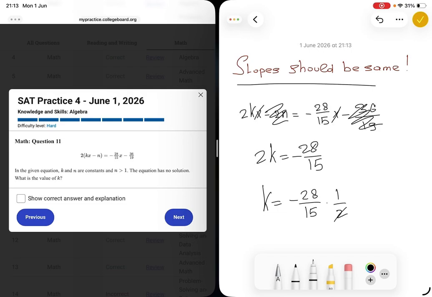And we can simplify here 2 and minus 28, which would be minus 14. And the final answer would be minus 14 over 15. As you can see, we can find the answer of this equation by doing these steps.